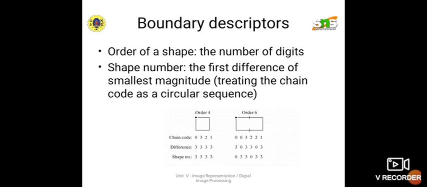The difference code is 303303. Here the minimum value is 0, after 3, right? The second value is 0. So for the shape number we start with 0, and continue with the remaining values from the difference code. We write it as 3303, and after that we move circularly to the first, and we have 3, right? So this is the shape number. This is how we use a shape number to represent a boundary.